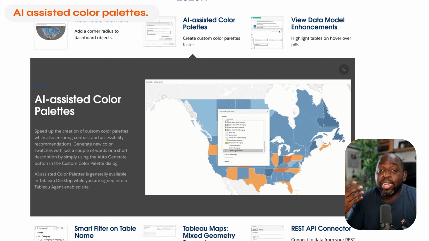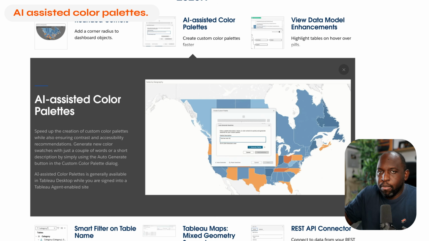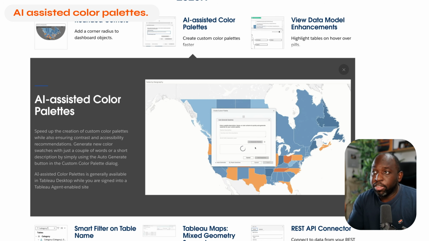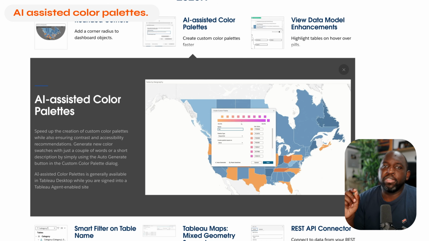Next one up, AI-assisted color palettes. So color palettes were added in the previous releases, and what I'll add here is that Salesforce or Tableau like to ship things over multiple ship points. If you see a very big new feature, color palettes being one of them, what they'll tend to do is follow up in quick succession in following releases with improvements to that feature. This is one of those.